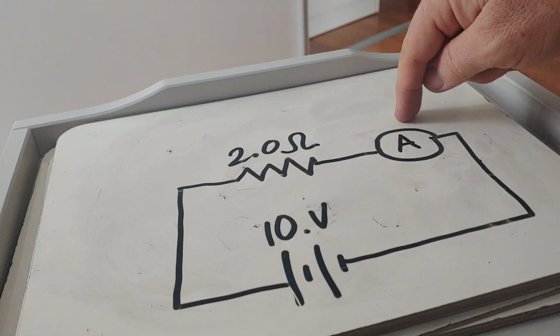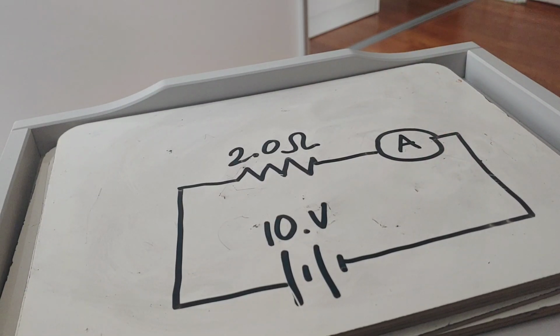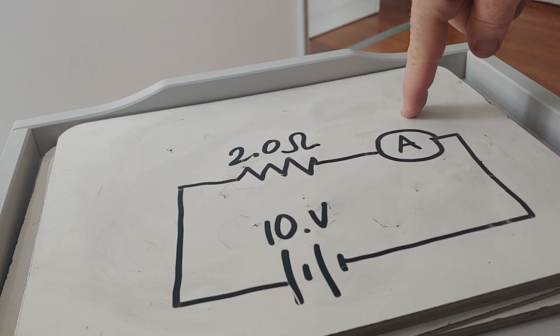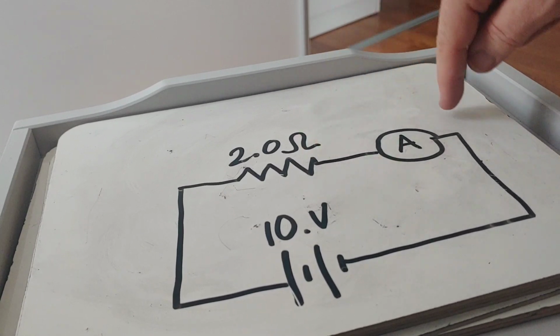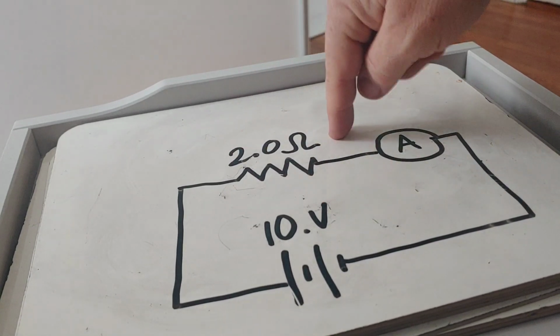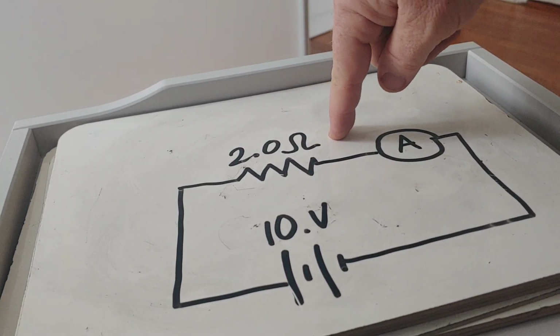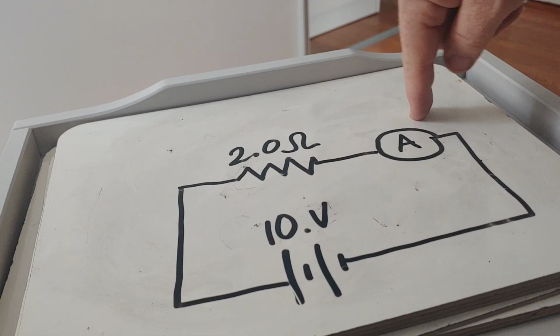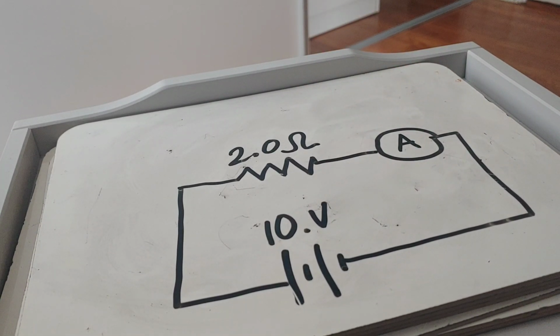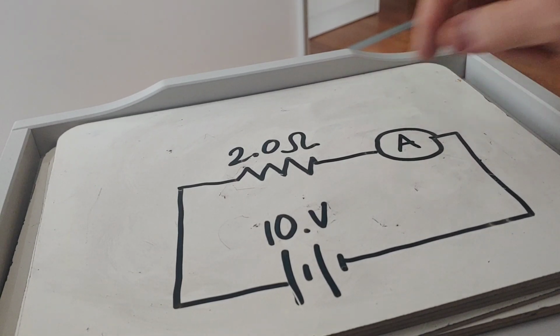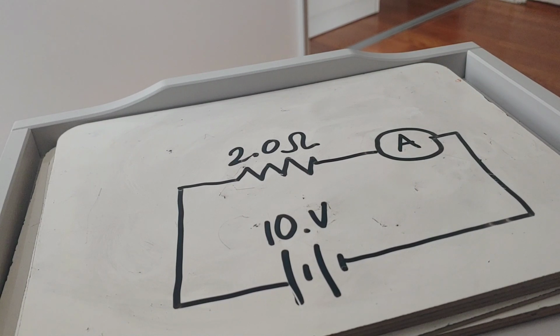Now I've added a little something today. This circle with an A in it represents an ammeter. An ammeter, as the name implies, measures the amperage or the current that's flowing through it. So any current that flows through this 2 ohm resistor will flow through this ammeter, and it can tell us what that current will be. Well, what will that current be? What would that ammeter read in this situation?